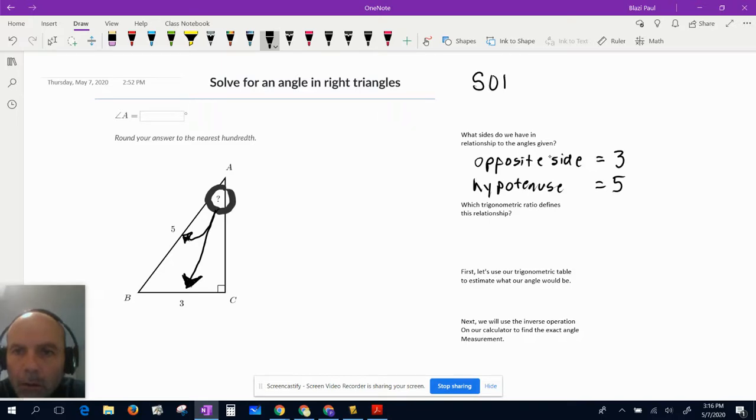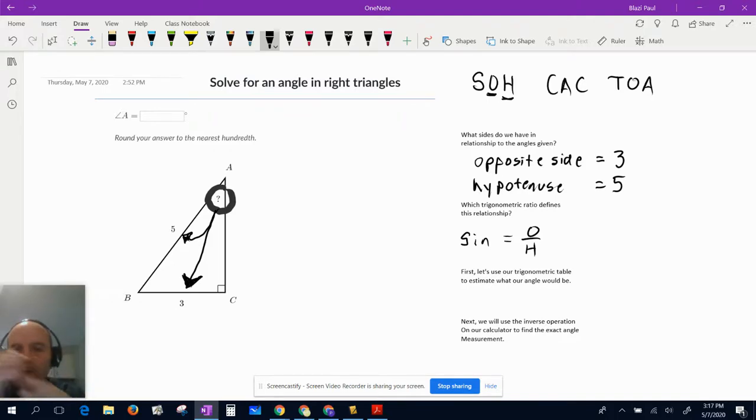Okay, so let's go back to our SOHCAHTOA, right? And which one includes the opposite side and the hypotenuse? Well, opposite, hypotenuse, that's sine. So which trigonometric ratio defines this relationship? That would be sine, right? Sine of some angle is opposite over hypotenuse.